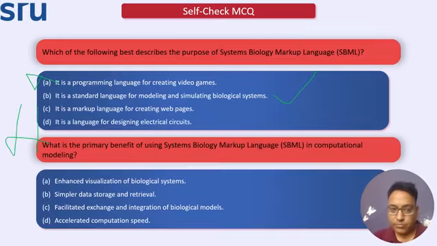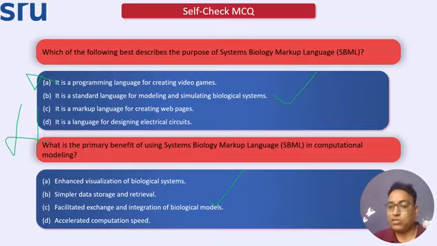Okay, what is the primary benefit of using systems biology markup language SBML in computational modeling? Is it enhanced visualization of biological systems? No, because for that all the network analysis tools are there. Simpler data storage and retrieval? Of course not. Facilitated exchange and integration of biological models. Okay, option C is the right answer.